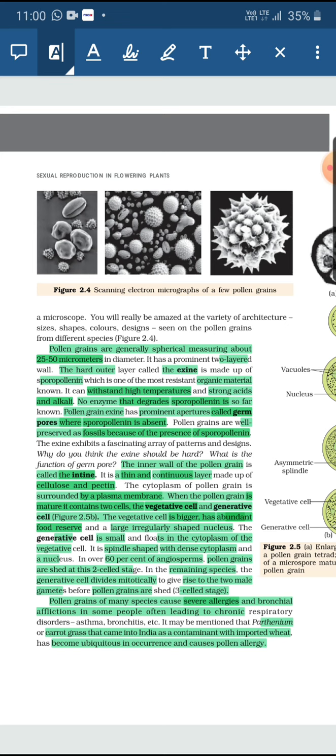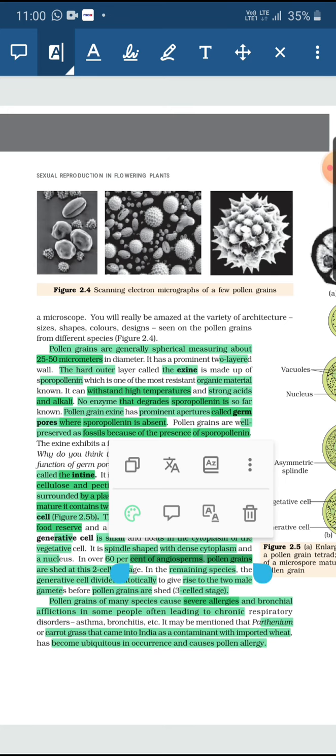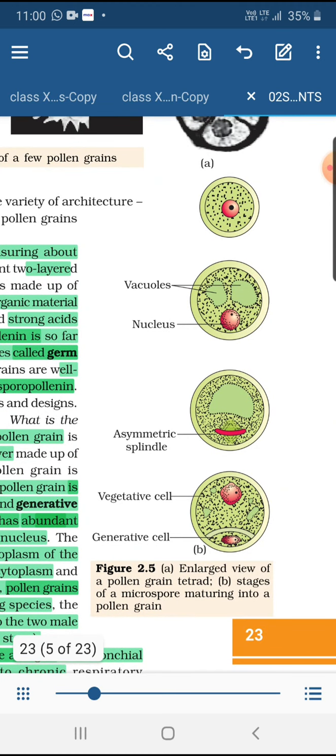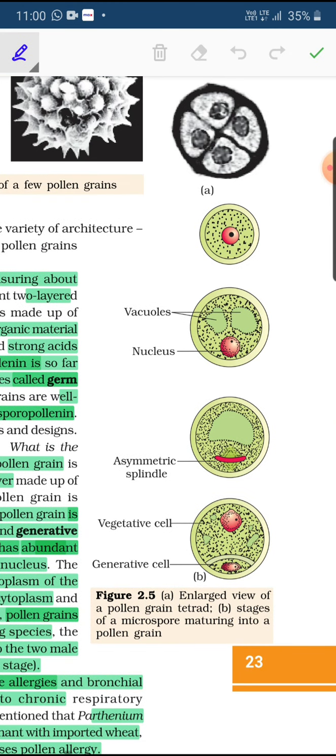Now, see the diagram of the pollen grain given over here. You can see in the diagram, the two cells are mentioned here. One is the vegetative cell and one is the generative. The vegetative one is bigger, having an irregular shaped nucleus, and the generative cell is spindle shaped, having a small prominent nucleus. So, that's all about the structure of the pollen grain.